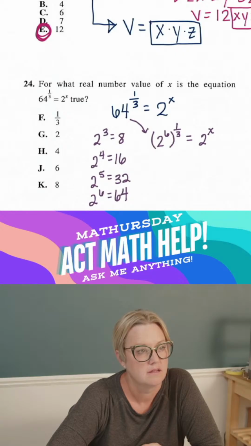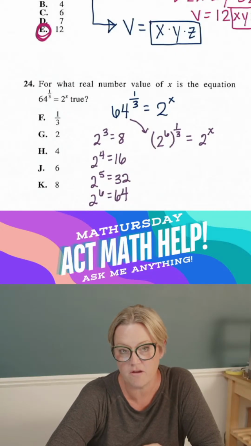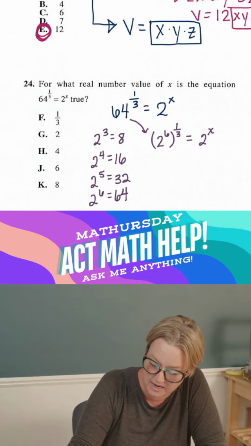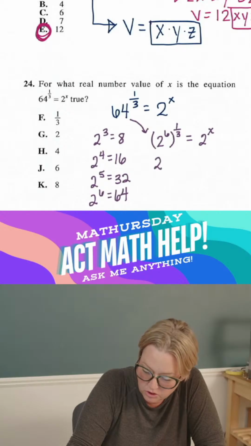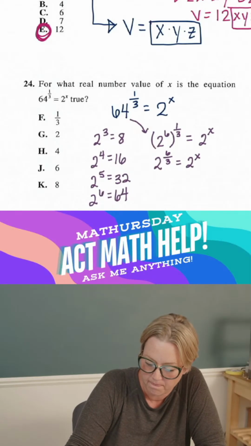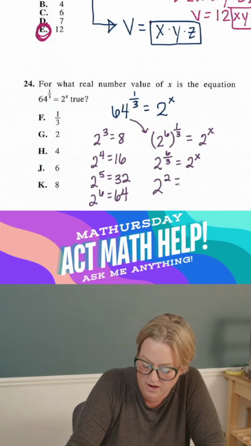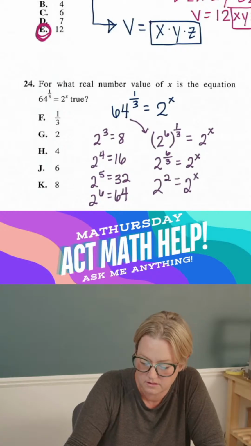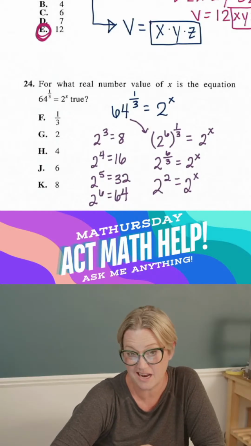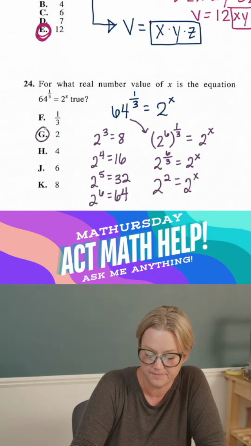Now 2 to the 6th to the 1/3, when you have a power like that, you multiply those exponents together. So that becomes 2 to the 6/3 equals 2 to the x. Well, 6/3 is just 2, right? So that means 2 squared equals 2 to the x, so x equals 2. It's G.